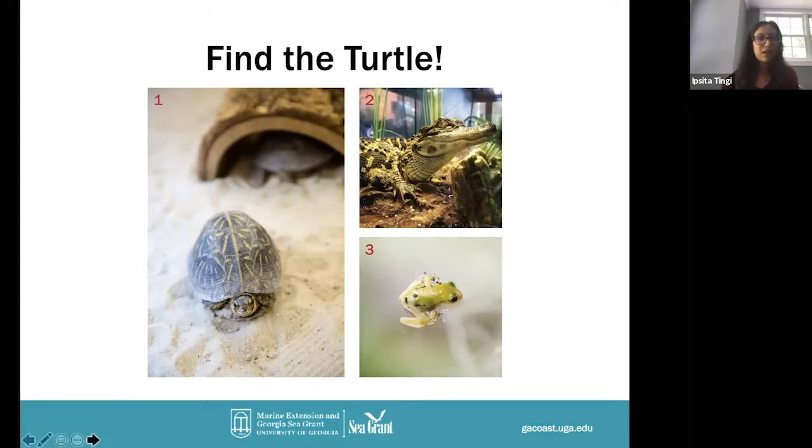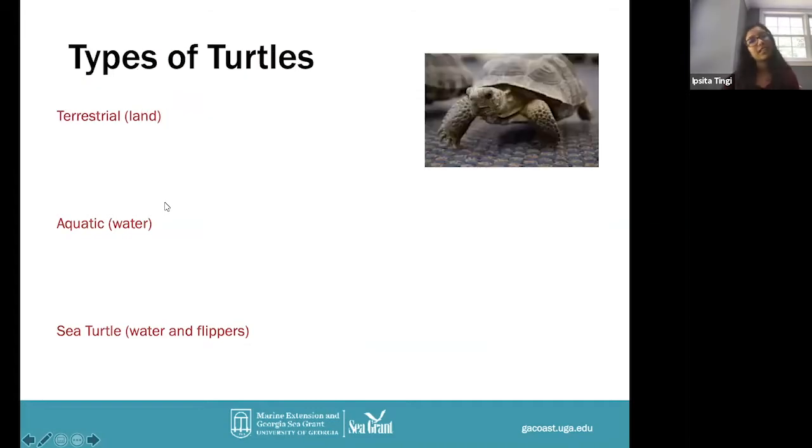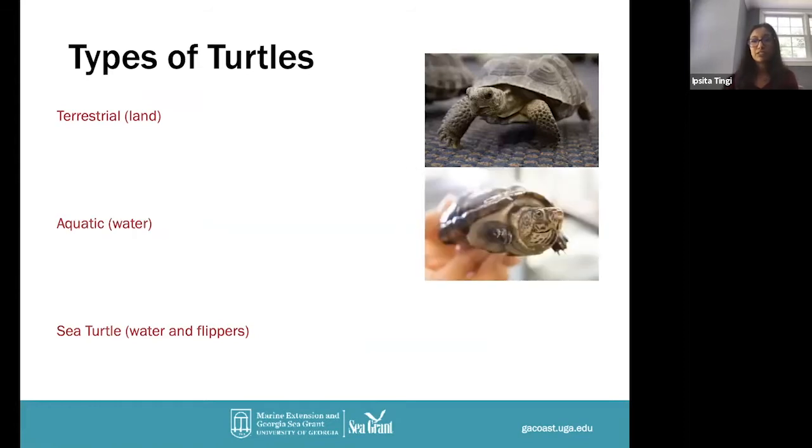All right, and now our next slide, we're gonna go ahead and look at the types of turtles. Now, first we have land or terrestrial turtles. They might go in the water, but most of their time is on land. Now, aquatic turtles spend most of their time in the water, though they will come up to land, such as on logs to soak in the sun. Now, usually this is to regulate their body temperature, to move to a new area, or to lay eggs.